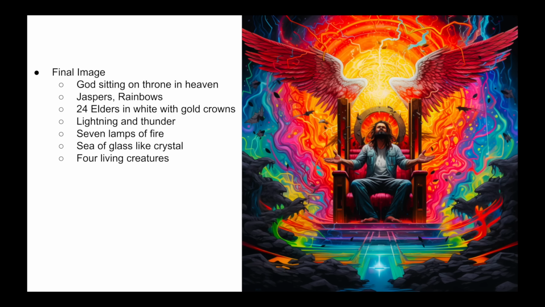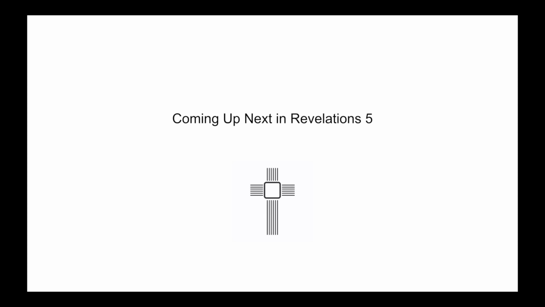Anyway, we're going to end off the video here. Like I say, coming up in Revelation 5, we're going to be looking at the Lamb. And it's also interesting, it's got 7 horns, it's got 7 eyes. So make sure you check that one out.